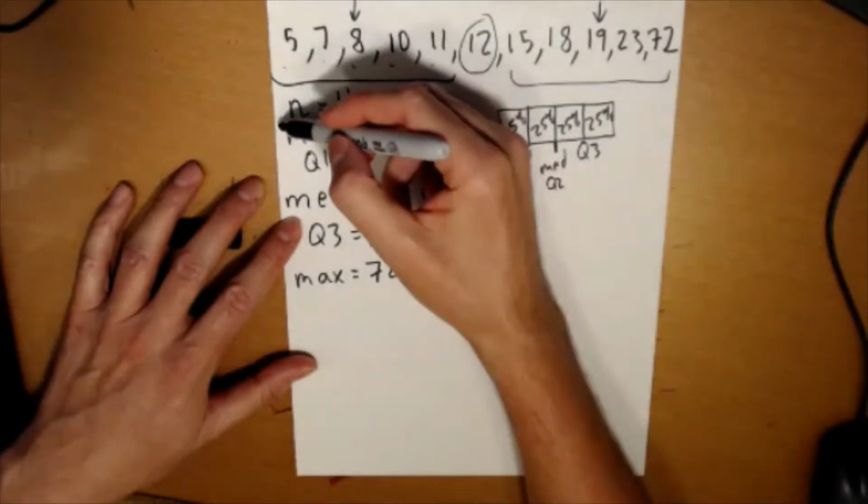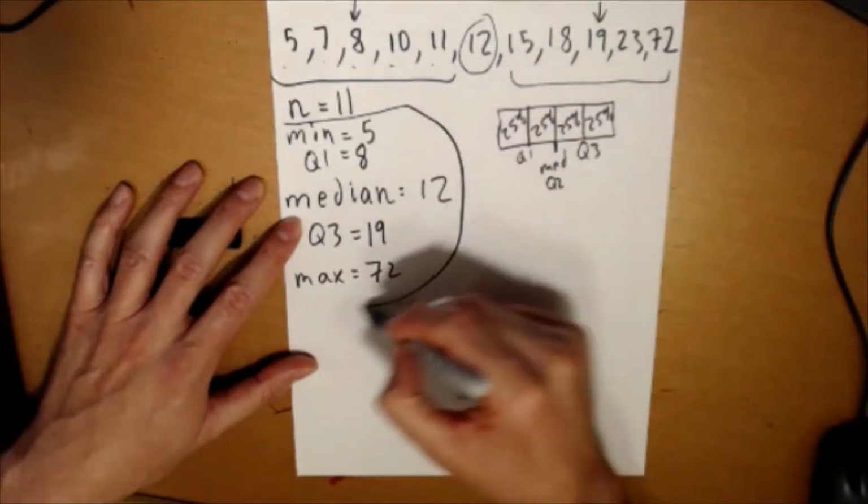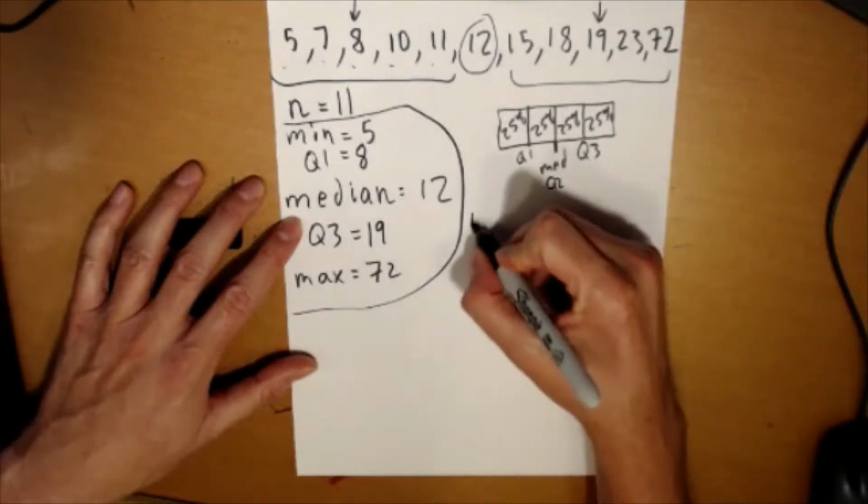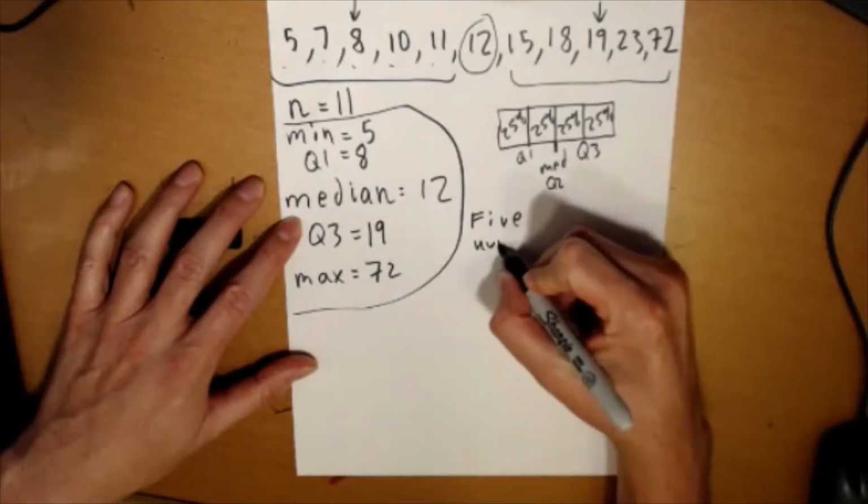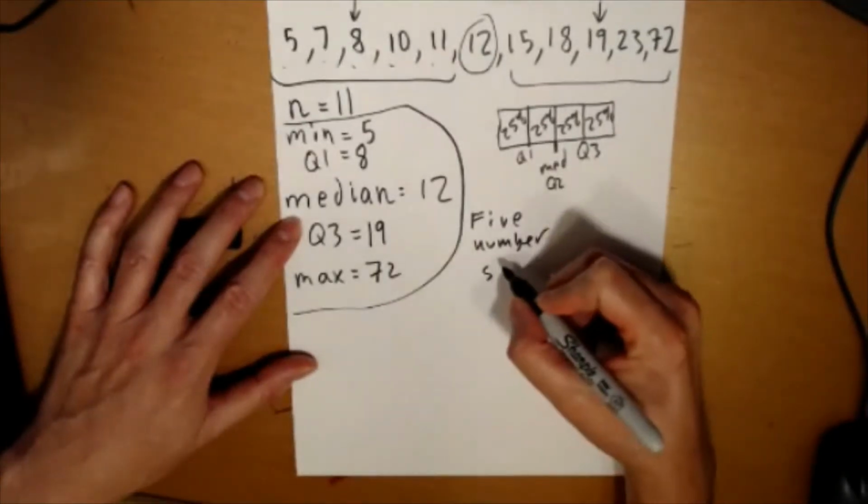Okay, so these 5 things right here, that's known as our 5-number summary.